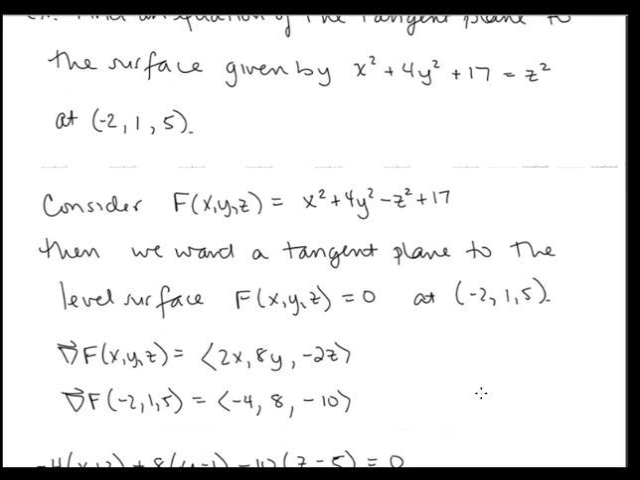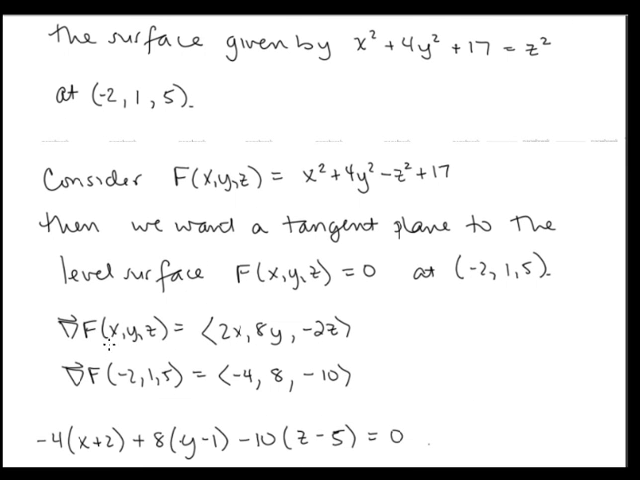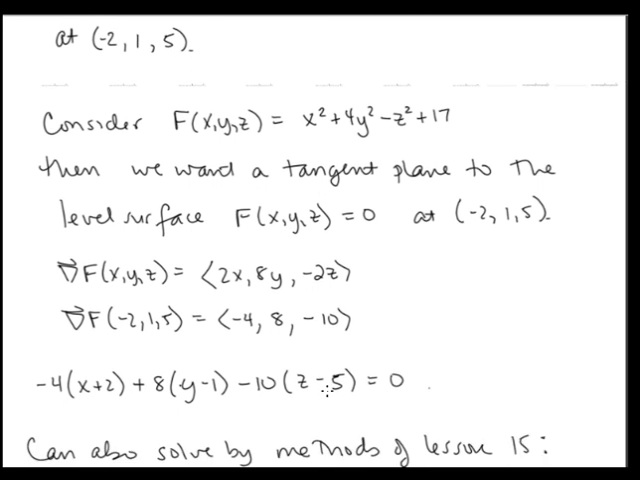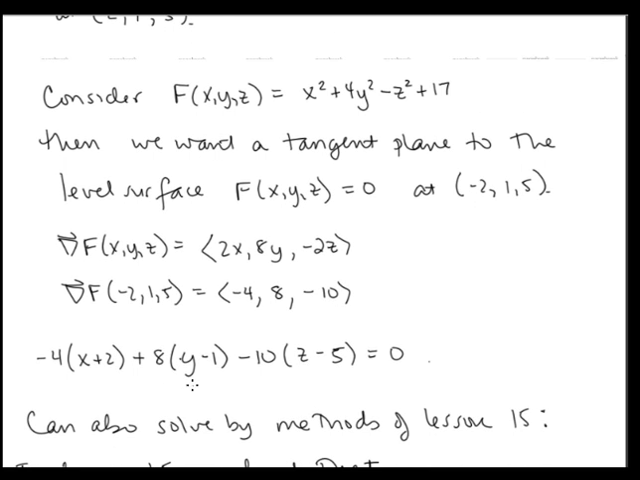Well, how can we do that? We can find our gradient vector, 2x, 8y, minus 2z. At the point negative 2, 1, 5, we get negative 4, 8, negative 10. And so here's an equation for our tangent plane at the point negative 2, 1, 5.